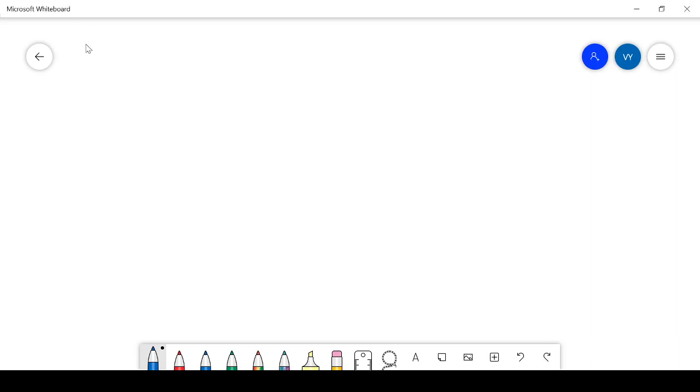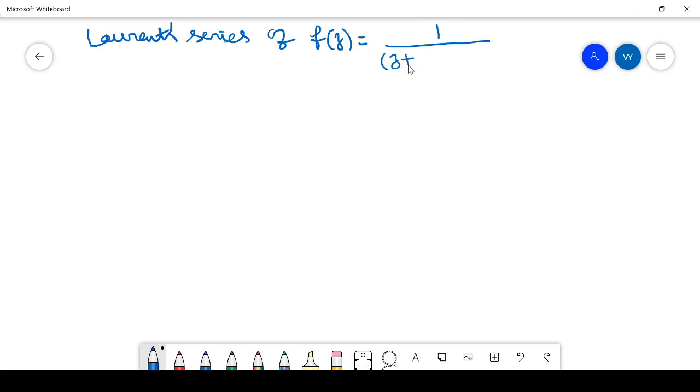We will now find the Laurent series expansion of the function f(z) = 1 divided by (z + 1)(z + 3) in the region. The first part will be 1 < |z| < 3.